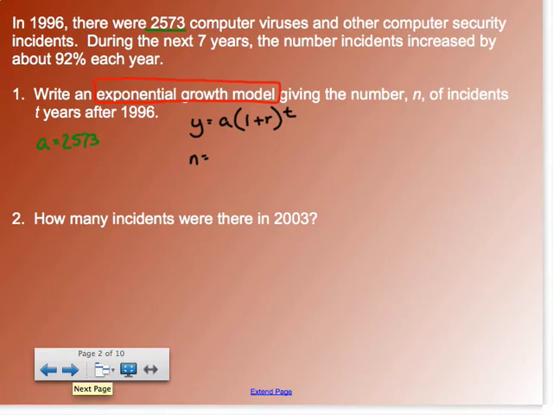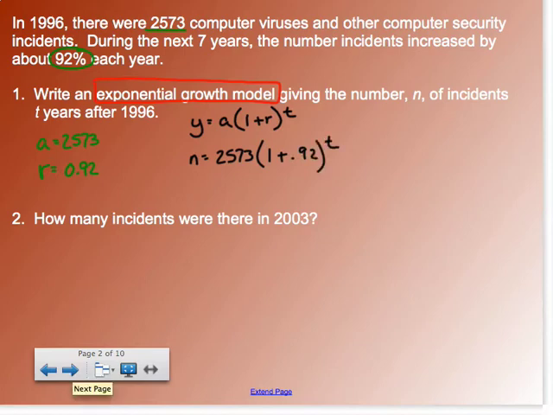And then it looks like from my model, I need my rate. How often is this happening? What's the consistency of how many incidents I'm having a year? And according to the last sentence in the problem, I have about 92%. So my rate, again, I need it as a decimal, so 92 would be 0.92 as a decimal. And I think I have the things I need to plug it in. So if I go back to my formula here, in the middle of the screen, I have n equals my initial amount of 2,573 times 1 plus my rate, which is 0.92, all raised to the t value.